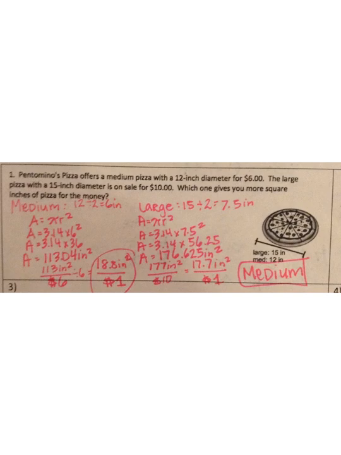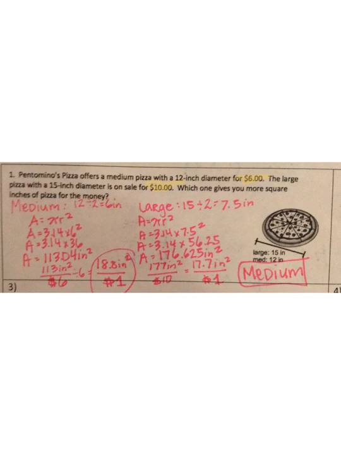Okay, so medium and large, I set up my problems. I found the area of each pizza, and so for the medium, you're going to get 113.04 square inches of pizza. And then for the large, you're going to get 176.625 square inches of pizza. So then we're given the information that the 12-inch is $6 and the 15-inch is $10.